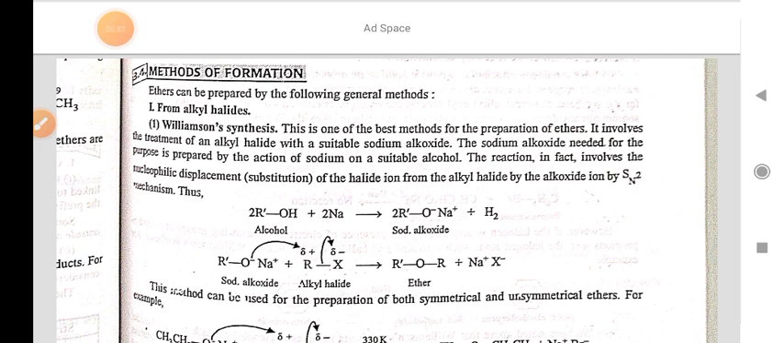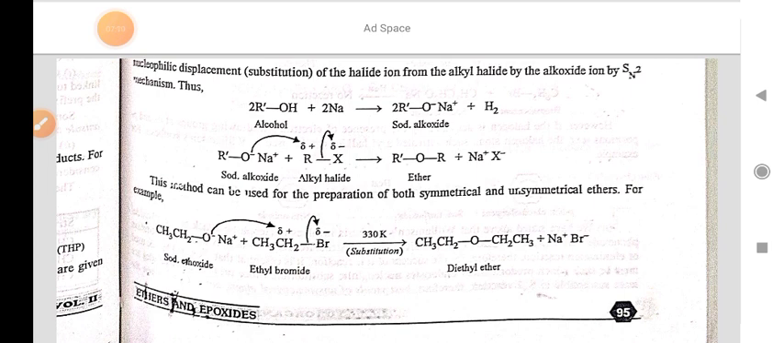This is one of the best methods for the preparation of ethers. It involves the treatment of an alkyl halide with a suitable sodium alkoxide. The sodium alkoxide needed for the purpose is prepared by the action of sodium on a suitable alcohol. The reaction in fact involves the nucleophilic displacement of the halide from the alkyl halide by the alkoxide ion by SN2 mechanism. This method can be used for preparation of both symmetrical and unsymmetrical ethers.